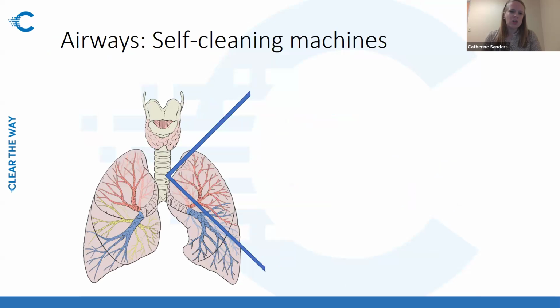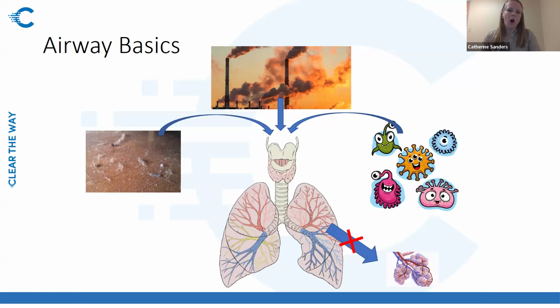What we don't want is for all of this junk that we're breathing in to get out into the alveoli. If that happens, it can block that taking in of oxygen and releasing of carbon dioxide. Since that's so essential, we want to protect those alveoli and make sure we're not allowing any of this stuff to get down in there.